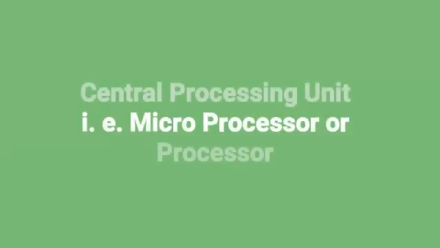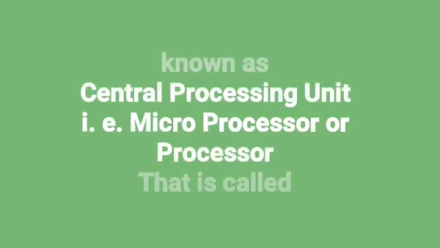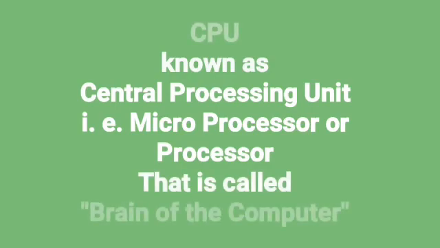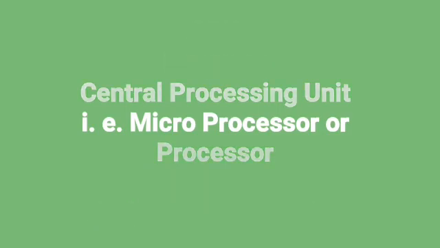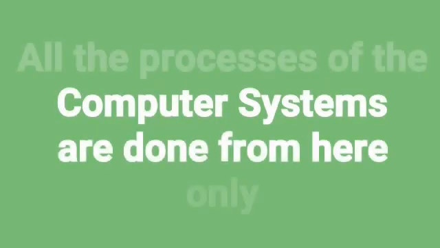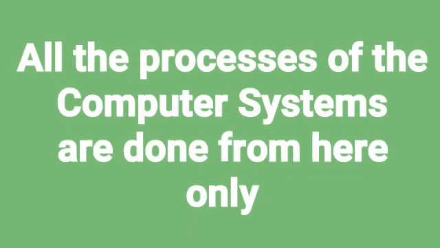But before that, let me tell you about CPU, that is known as Central Processing Unit, which is also known as microprocessor or processor. It is assumed as the brain of the computer. And why is it assumed as the brain of the computer? Because all the processes of a computer system are done in the microprocessor.